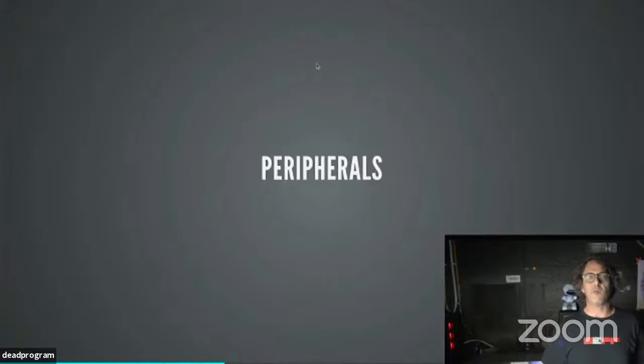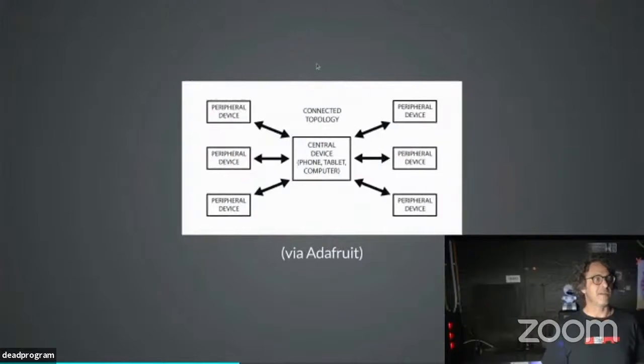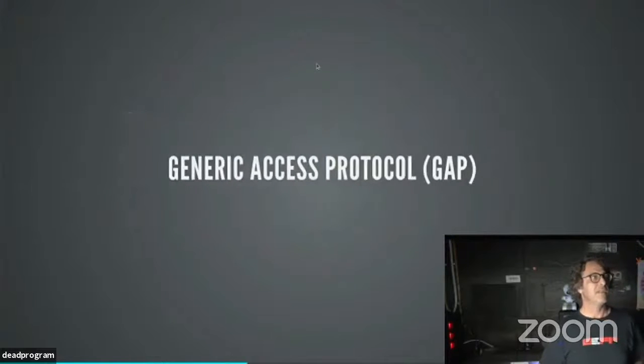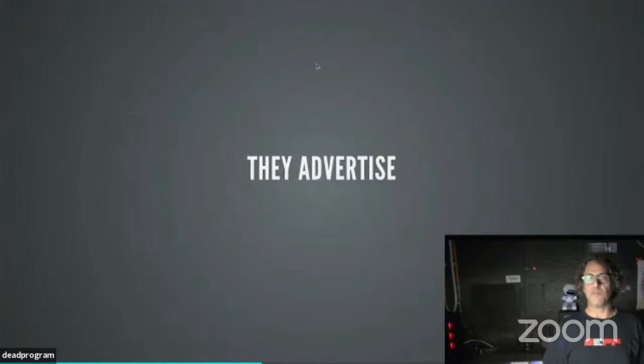Well, first of all, we have peripherals. Peripherals like your mindfulness headset or your heart monitor. And then we have centrals like your cell phone or your car. This is a cool diagram created by Adafruit, and it shows in the middle our centrals like our mobile phone, tablet, computer, and then around it, surrounded by this embarrassment of riches of peripheral devices out in the world, all supporting Bluetooth. So in order to get started, we have to use the generic access protocol. So what does that mean? Well, when peripherals want to be found, of course, they advertise.